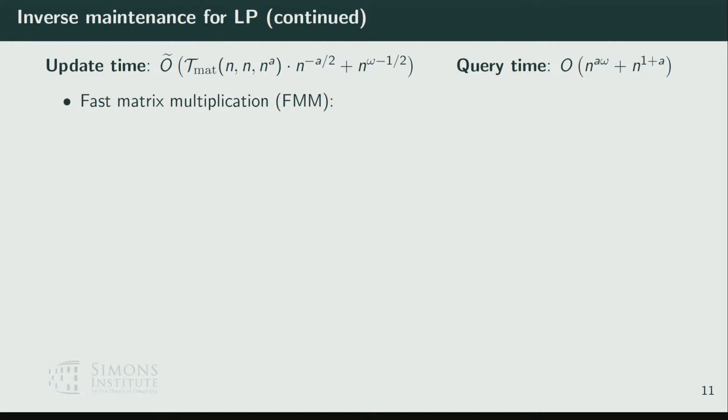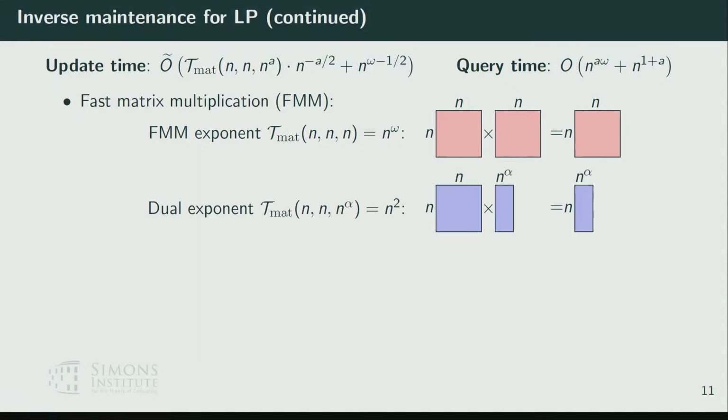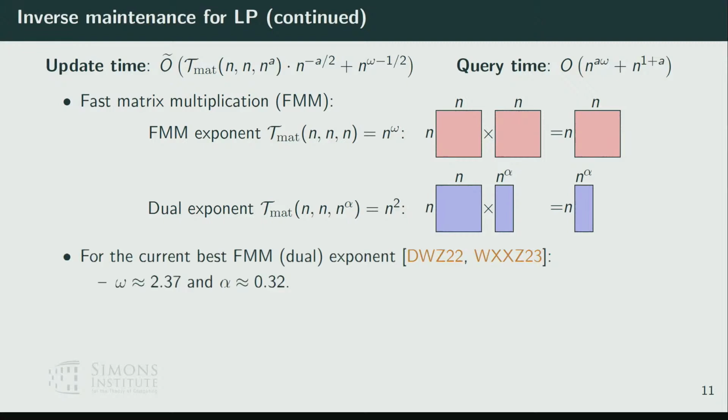So I need to provide a little more background about fast matrix multiplication here. There's this fast matrix multiplication exponent omega that I already used a lot, which is the running time to multiply two square matrices. And there's also this dual exponent, which is denoted by alpha. Alpha is the largest constant such that multiplying an n by n matrix with an n by n to the alpha matrix takes n squared time. It's trivial that you can multiply a matrix and a vector in n squared time, but actually alpha can be much larger than that.